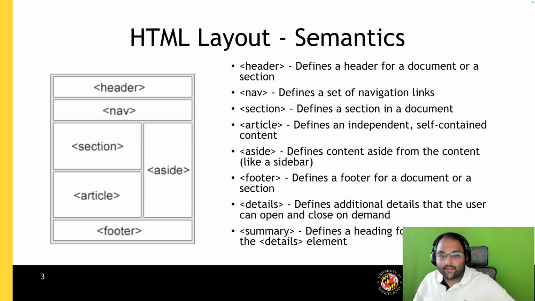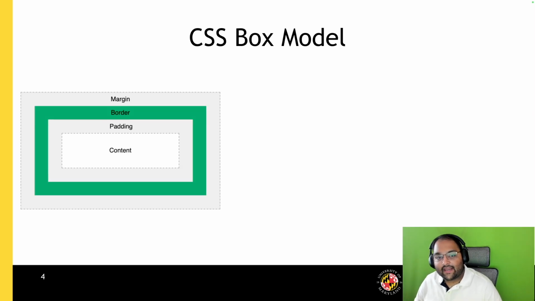So these are all these semantics. There are a few more we're not really going to cover, but for this portion of the class, only a few of these are really important, which are header, nav, section, aside, and footer, right? Okay. So with that, now let's go ahead and talk about the CSS box model.